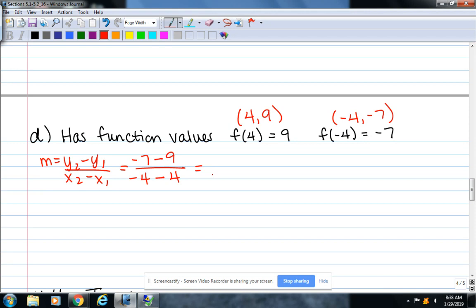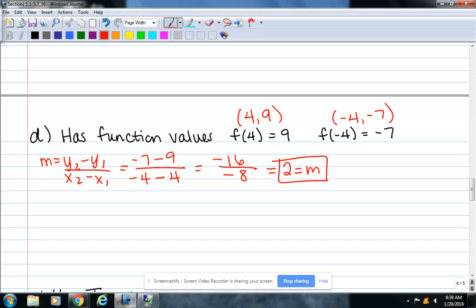Alright, so what is negative 7 minus 9? Negative 16 over what is negative 4 minus 4? What is negative 16 over negative 8 reduced to? Positive 2, right? Negative divided by negative. So there's my m. Any questions on how I got that?